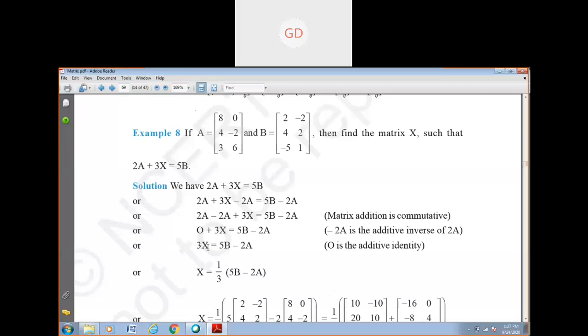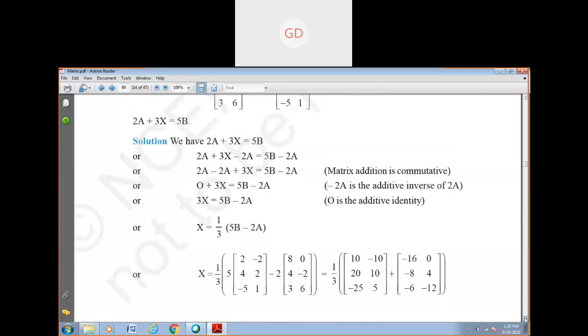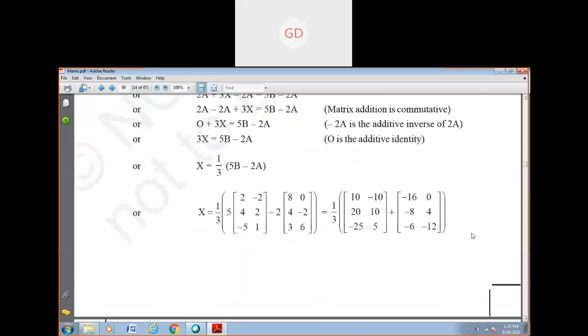X is unknown here, and we are going to find the matrix X. So X is equal to... we need to find here, so the scalar constant with X, definitely we have to bring towards the right hand side, and definitely it would be 1 by 3. Now within the bracket it is 5B minus 2A, it remains the same. So it is very simple algebraic simplification, as you all are familiar with real number calculations.